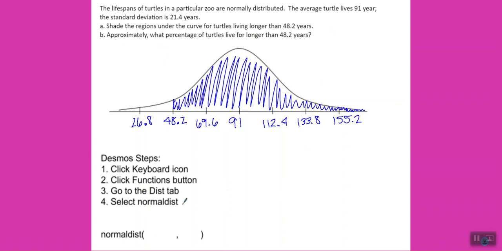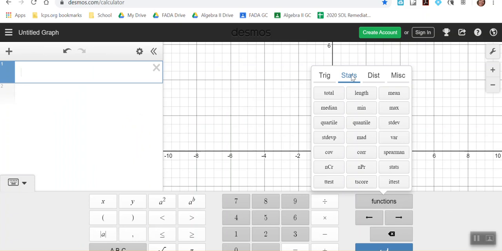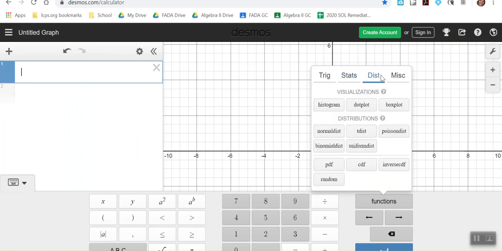This is where Desmos comes in. So we're going to click the keyboard icon, pull up the keyboard. We're going to go to functions. We're going to go to our statistics tab. We're going to go to our distribution tab. And we're going to choose normal dist.